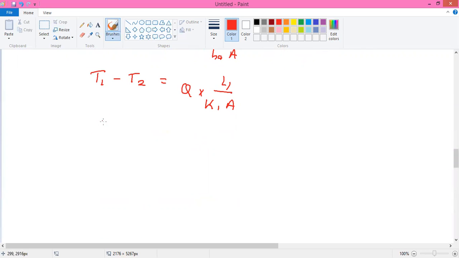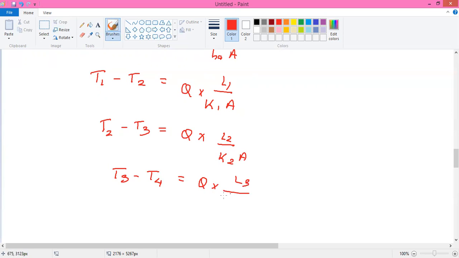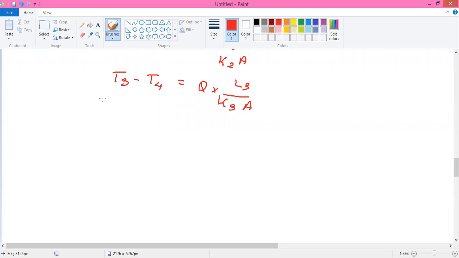Okay, so again write T2 minus T3 as another equation, for the second element, that is Q into L2 divided by K2 into A. Again for the third element, T3 minus T4 gives Q into L3 divided by K3 into A. Okay. So the final element we already found, that is T4 minus TB, the surface temperature, equals Q into 1 by hB A.